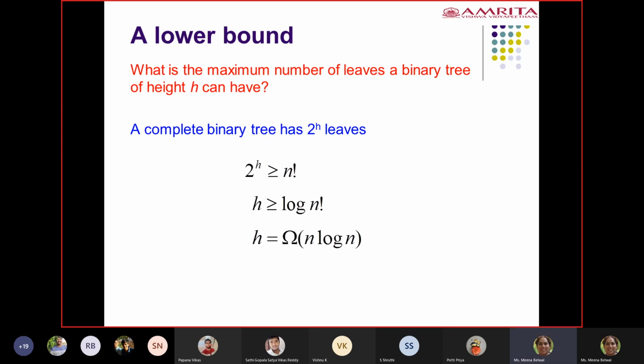Right? So what we are trying to say here, we write h equal to omega of n log n. We are trying to answer the question that we asked for comparison sorting, that can we do better than n log n? Right? That was the question, can we do better than n log n? And we saw.